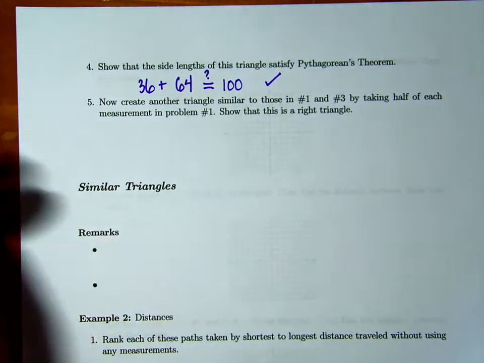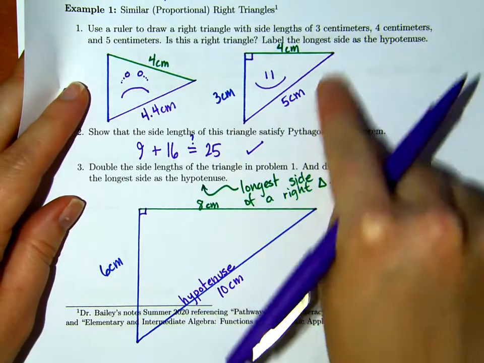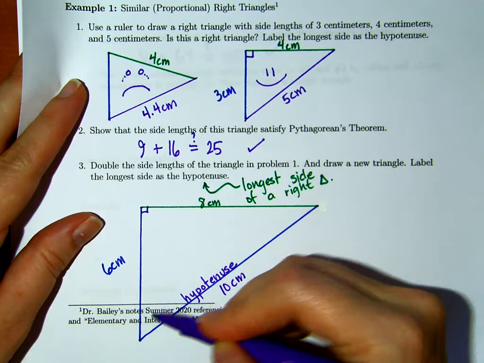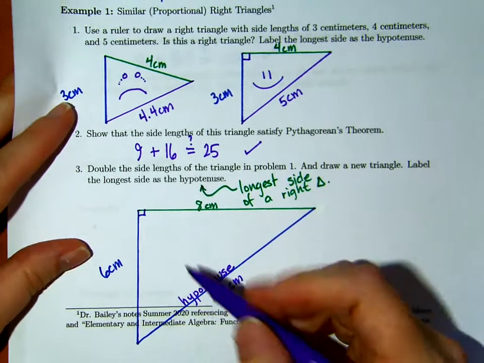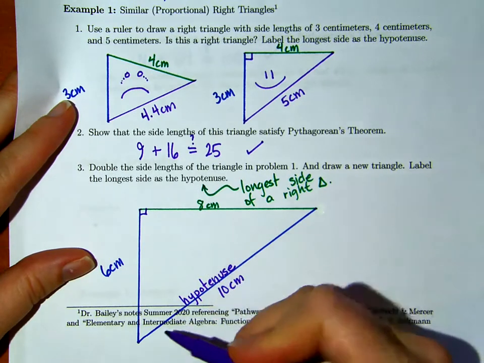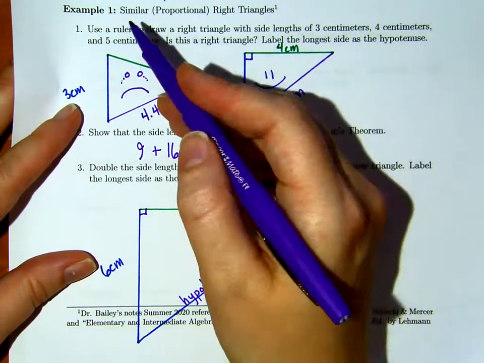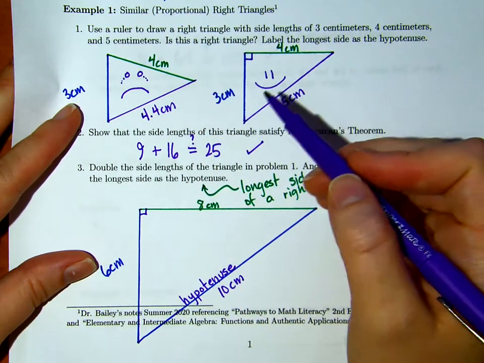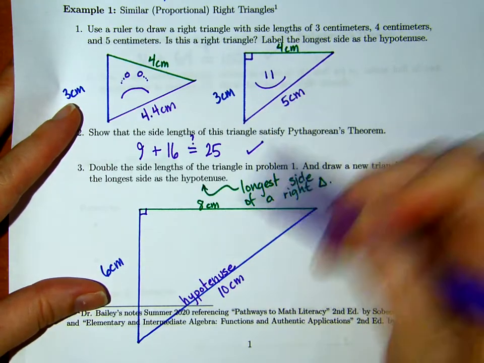So we were right. This is a right angle, and these do match in a lot of ways. The angles are all the same, and the shape itself is incredibly similar, hence the name similar triangles. And really, it's just proportional, right? We doubled every side length to create the new triangle.